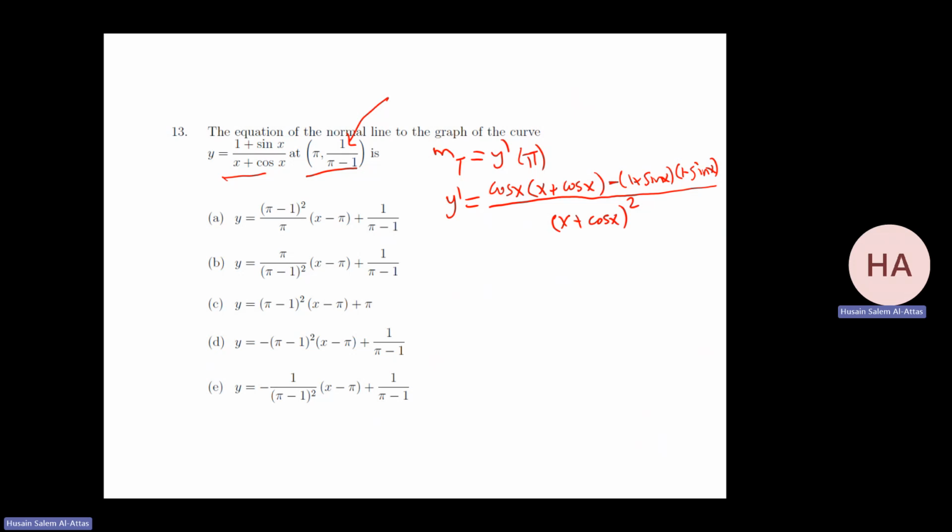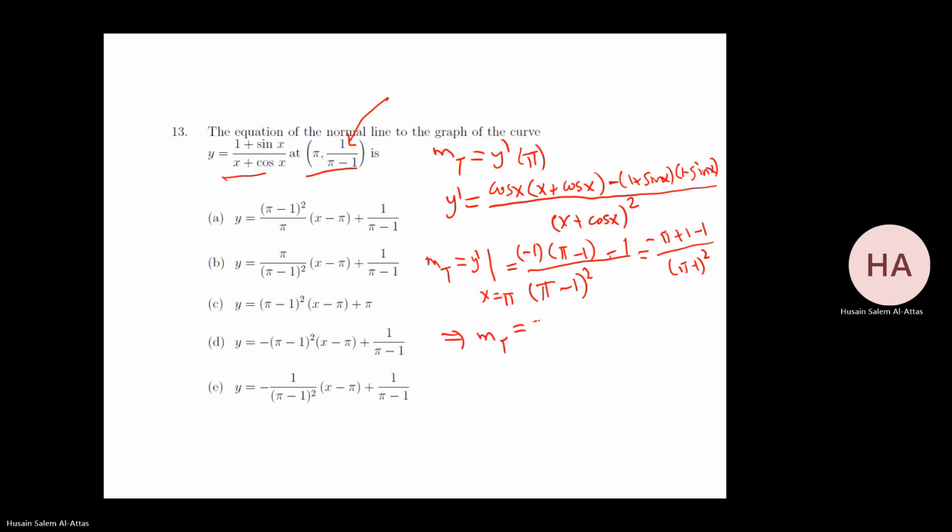Okay, so what will be the slope of the tangent? It will be y prime at x equal pi. Let us do the calculation. I have -1 times pi minus 1, minus sine pi which is 0, over, if x equal pi, cosine pi is -1, so pi minus 1 squared. In the numerator I have minus pi plus 1 minus 1, over pi minus 1 squared. So the slope of the tangent would be minus pi over (pi minus 1) squared.